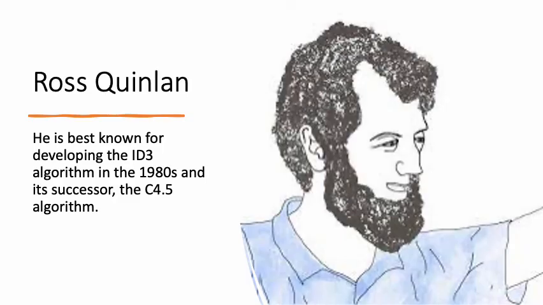Ross Quinlan is an Australian computer scientist and a pioneer in decision tree algorithms. He is best known for developing the ID3 algorithm in the 1980s and its successor, the C4.5 algorithm. These algorithms have made significant advancements in the classification of data using decision trees and have revolutionized the fields of data mining and machine learning. Quinlan's work has made decision tree algorithms more effective and practical, contributing greatly to modern data analysis and artificial intelligence.